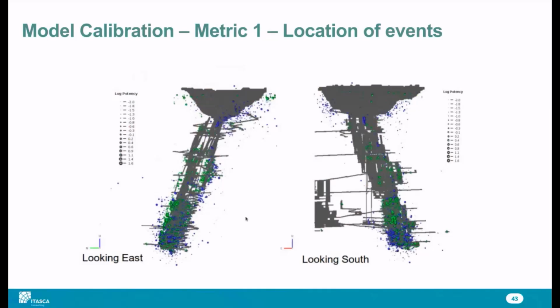And purely, these plots aren't ideal. A 3D view would have been better, but we can see quite a nice correlation between where the model produced seismic events and where we actually observe them.